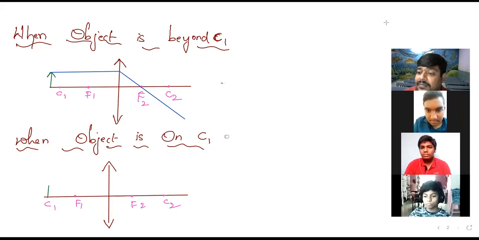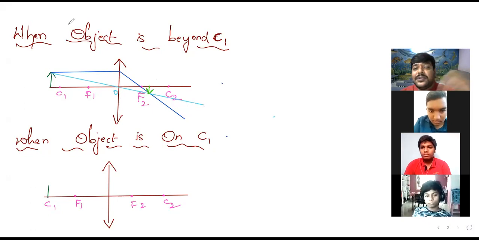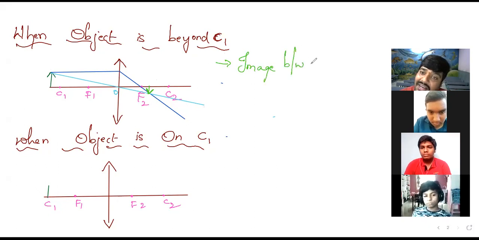What do you have to take? The second ray: any ray which passes through the focal point, after refracting, passes through the optic center. Now, where is the image formed? Yes, exactly. The image is formed here. Now, when the object is beyond C, then the image is between where and where? Between F2 and C2.